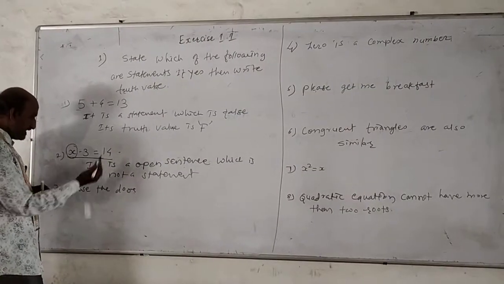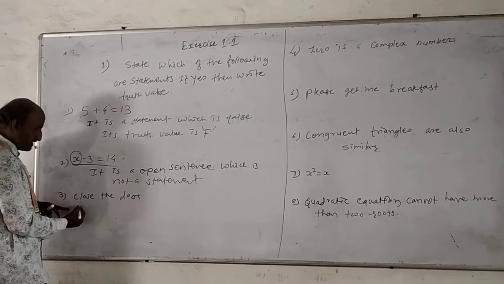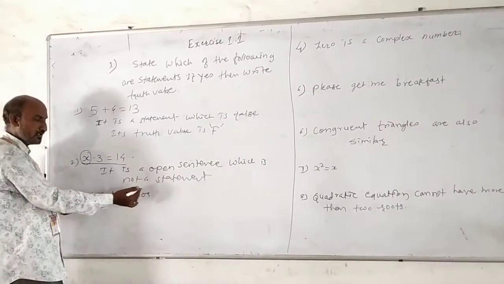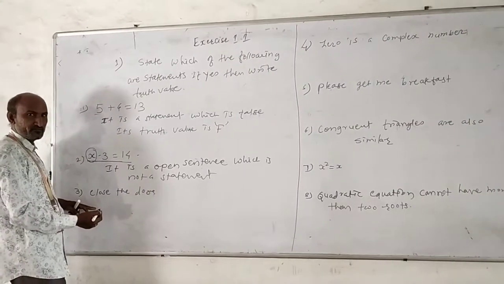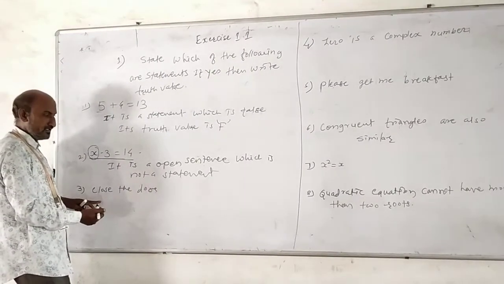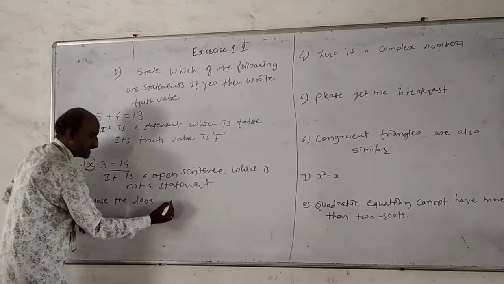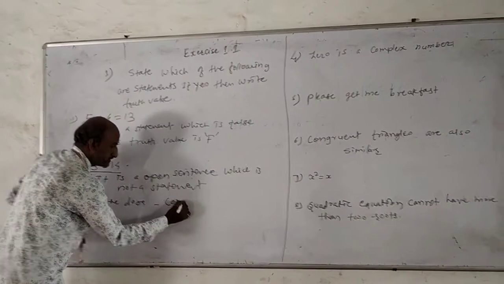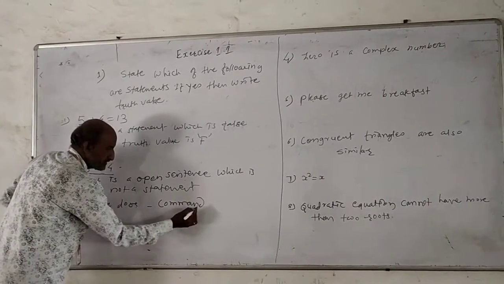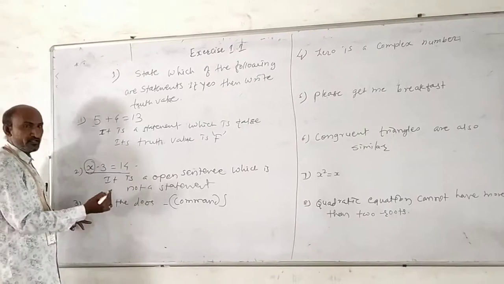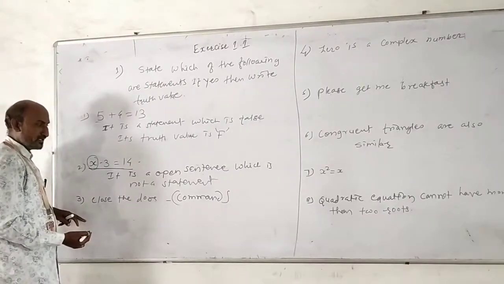Getting it? Try to understand. This one: Close the door. Which type of sentence is it? See, close the door gives a command. Giving a command means it is an imperative sentence.